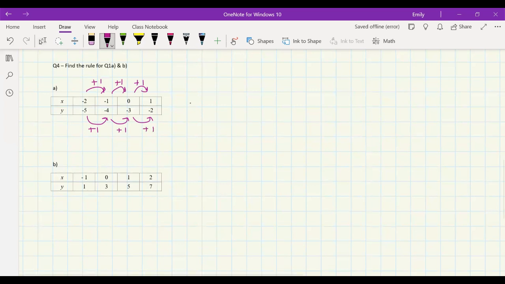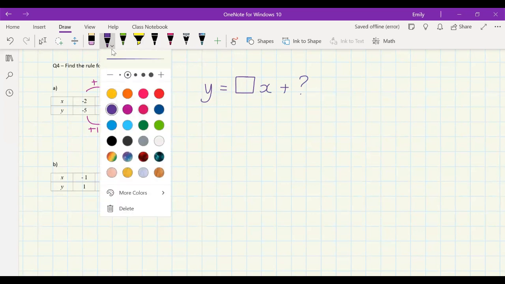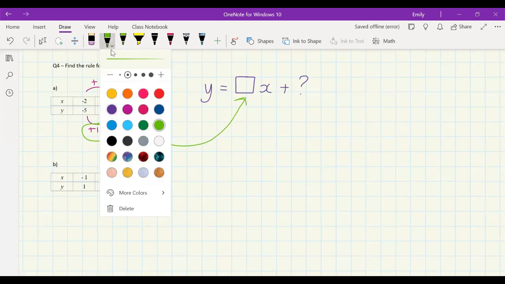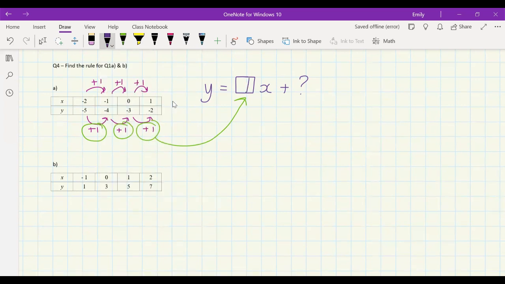Now the rule for finding a rule of a straight line fits this thing. Whatever we're going up by goes in front of the x, and then we have to add a number at the end. So this number here that we've gone up by every time, plus 1, plus 1, plus 1, is the number that goes in this box. So this number is 1x, because it's gone up by that every time.